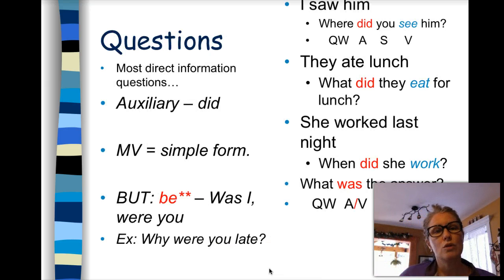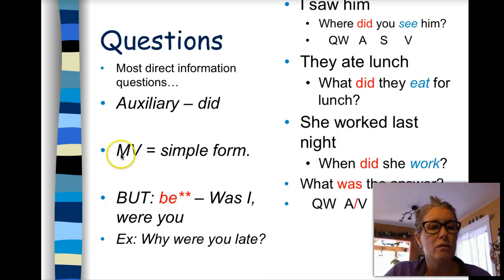For making most direct information questions, you follow the same structure as when we make questions in the simple present or present progressive. You need an auxiliary, and your auxiliary for the simple past is did, and your main verb comes back to the simple form. Of course, the exception is the verb to be, but we'll talk about that in a second.